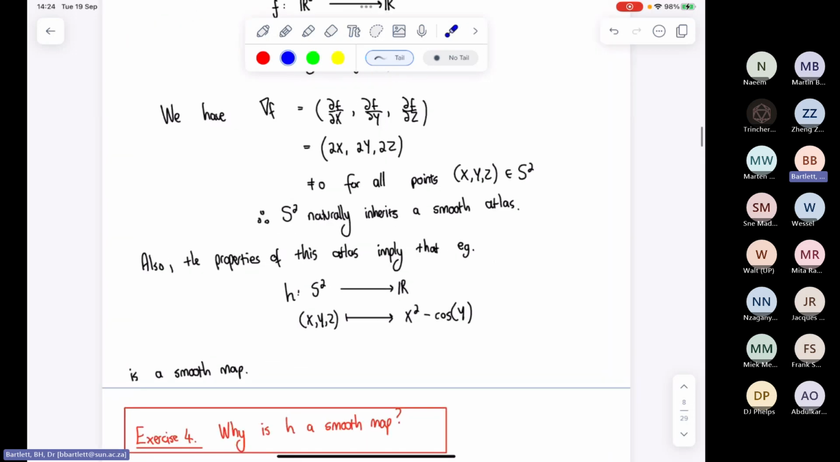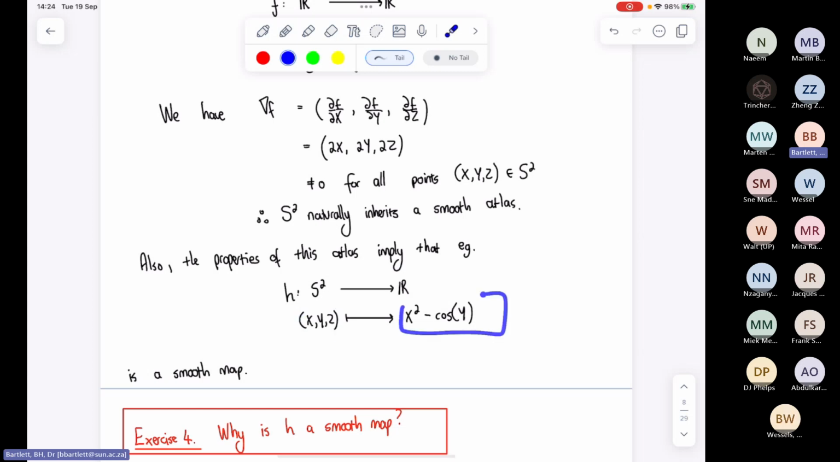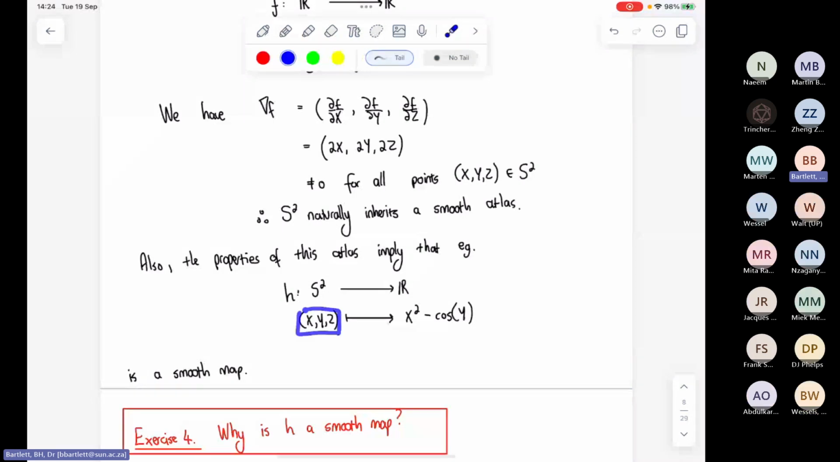And the properties of this atlas imply that if I want to determine whether a map is smooth, then all I need to do is give you a smooth function of these three variables, x, y, z. For example, this is a smooth function of those three variables. So what I'm demonstrating here is that before, to check whether a map on the two-sphere was smooth, I had to go and look in the charts. Now, these hypersurface charts are a little bit more convenient, because to check whether a map is smooth, I can give you a function of that point in R3 where the point is living, and I can just write down a manifestly smooth function, and I know that it will be a smooth map even when I go and look in the charts. Okay. So that was the exercise.